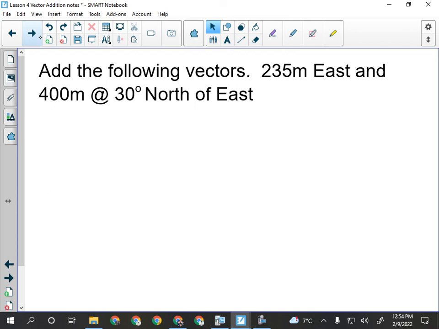Let's look at just the diagram here at least. So my first vector is 235 meters east. Okay, and then my next vector is 400 meters at 30 degrees north of east. So in order to make sure I get this thing pointing the right direction, what I always do is draw a reference line in the second direction, because that's the direction this angle is measured from. So I just draw a dotted line that's due east, and then I go what I think is about 30 degrees north of that.